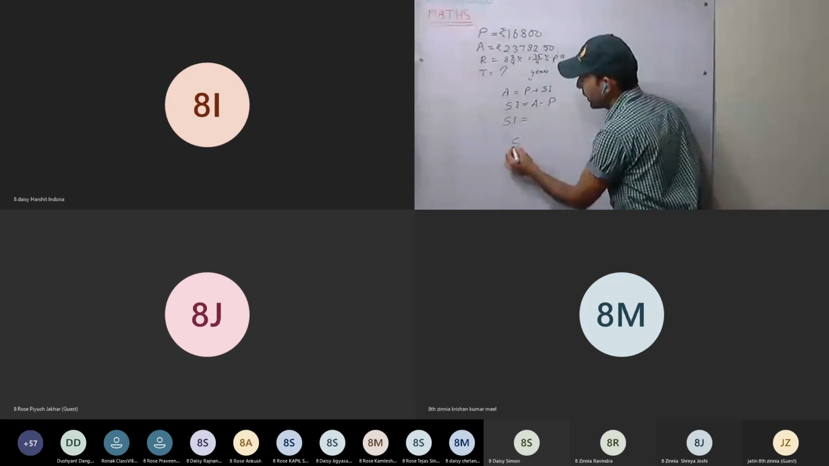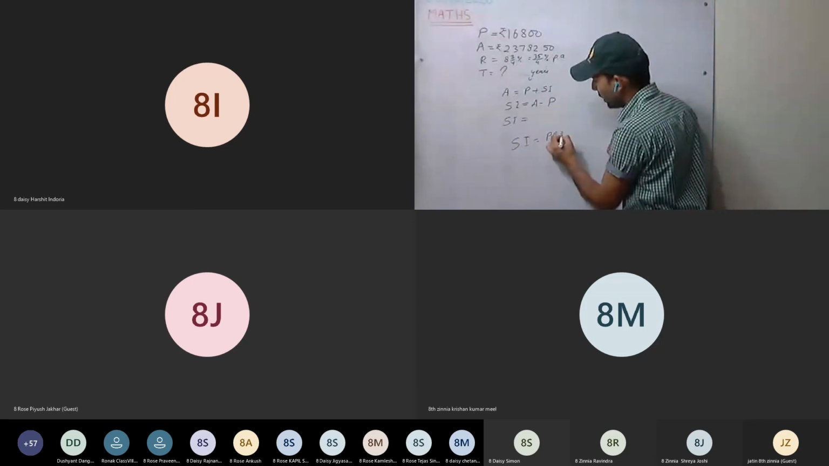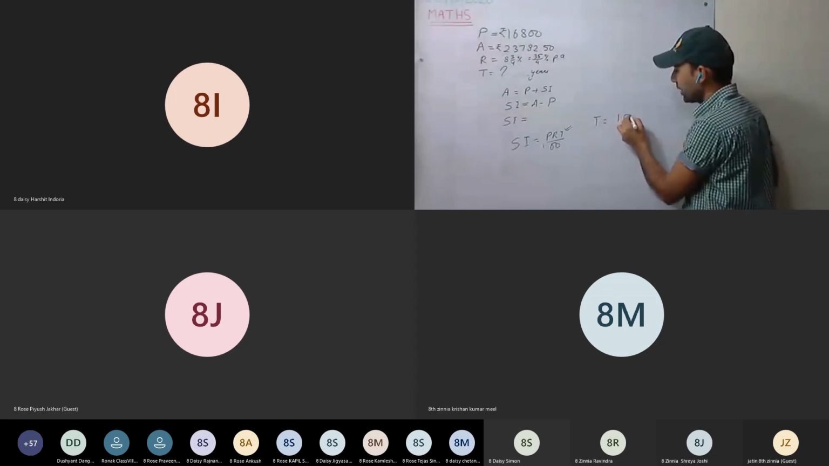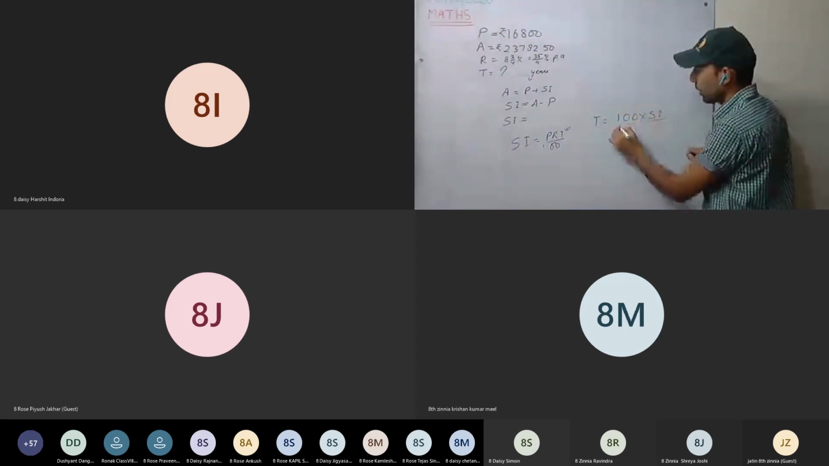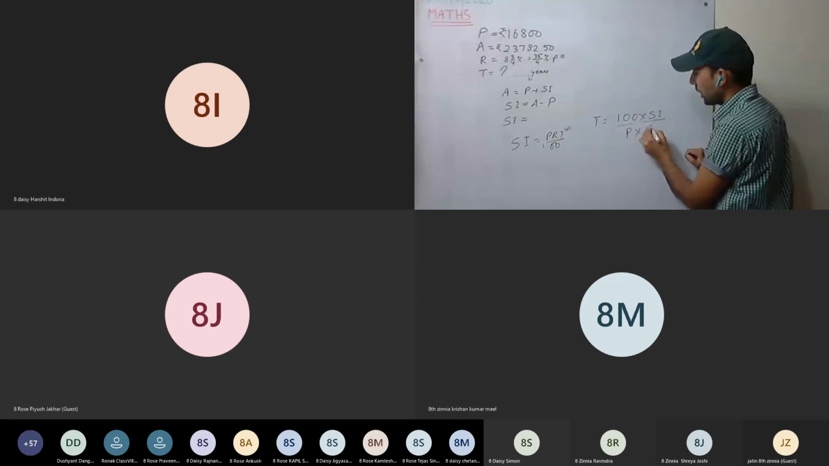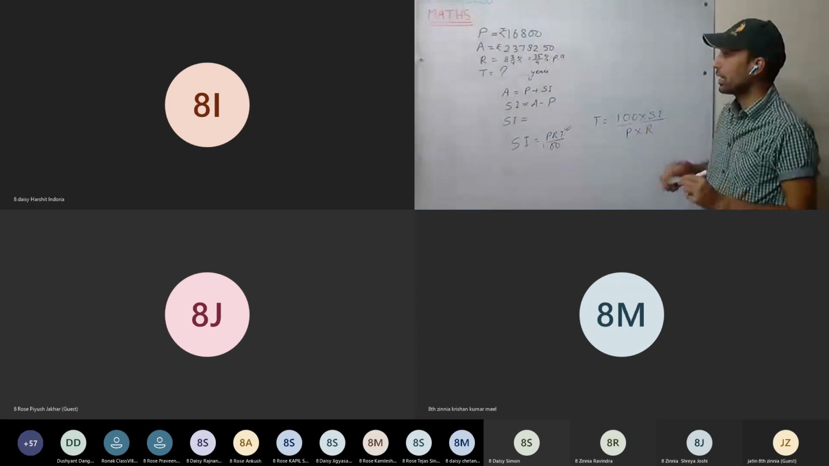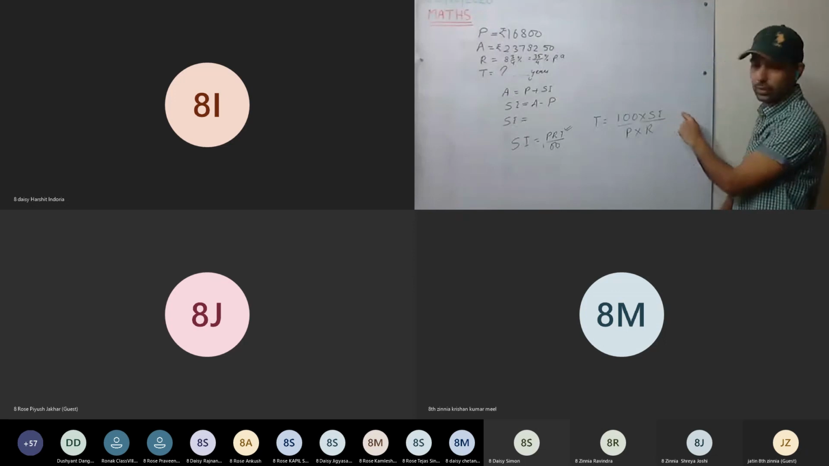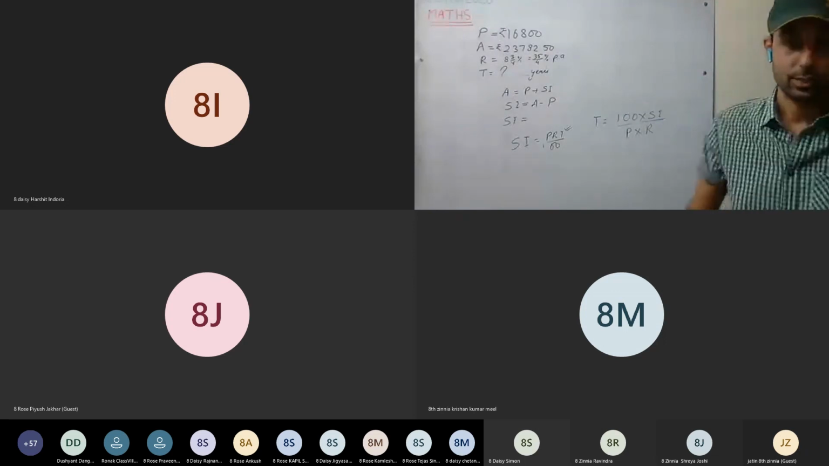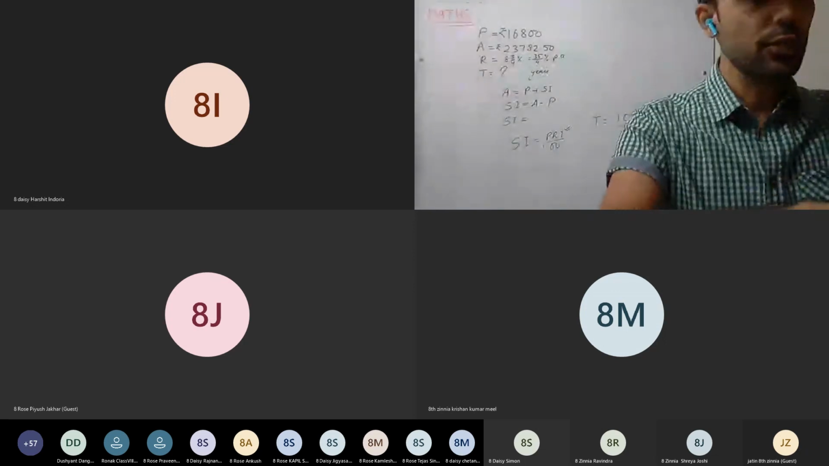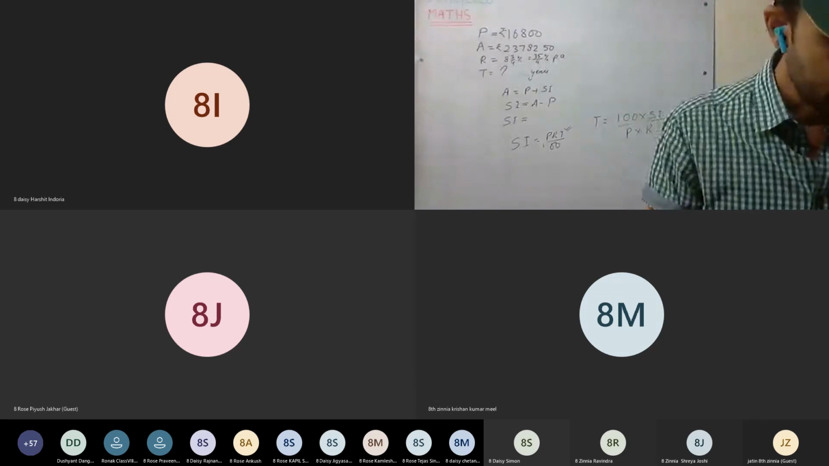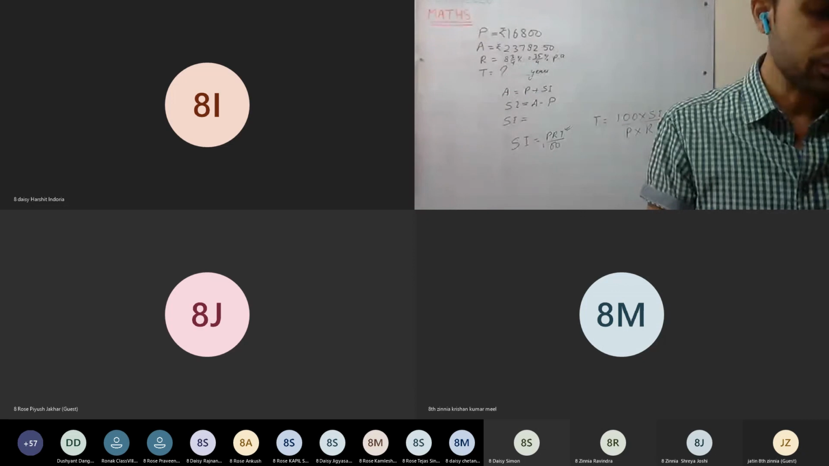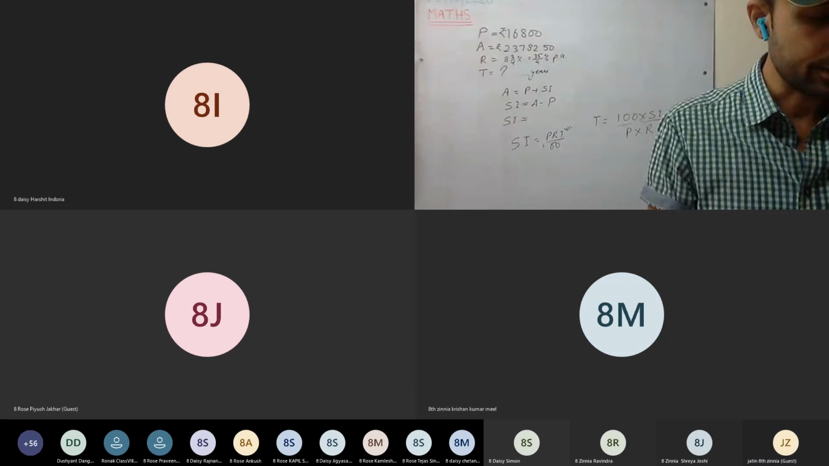Now, simple interest equals PRT upon 100, and you can calculate time now. Time will be 100 into SI divided by R. R you have to put 35 by 4. So 35 in the numerator, 4 in the denominator. They all will get cancelled. Now you can do it yourself. Try to do this question as well if possible, or we'll do it in class.